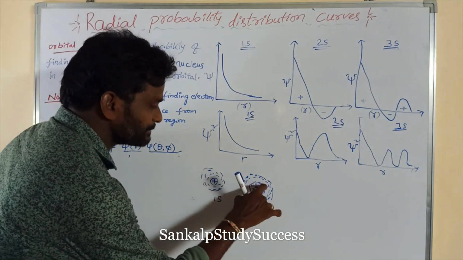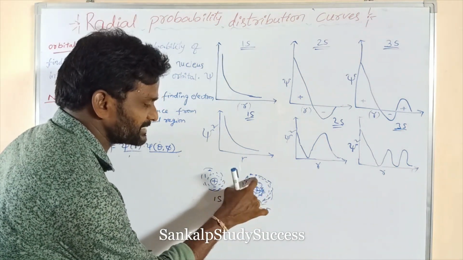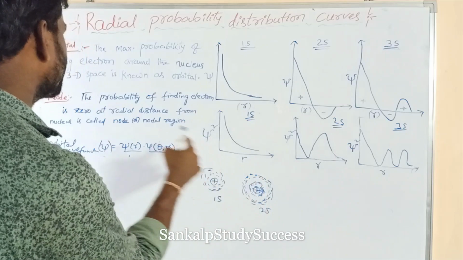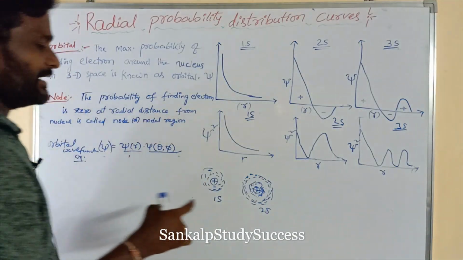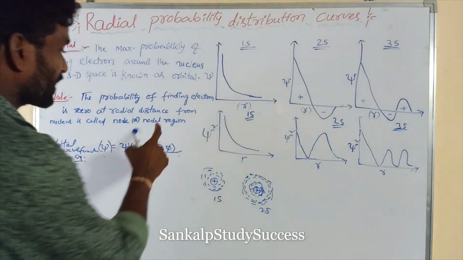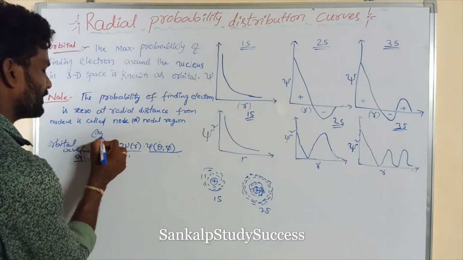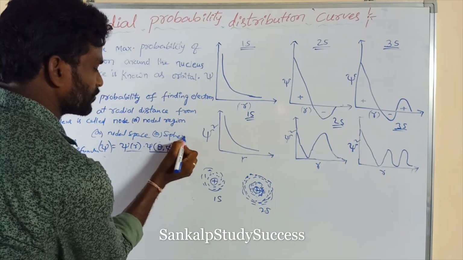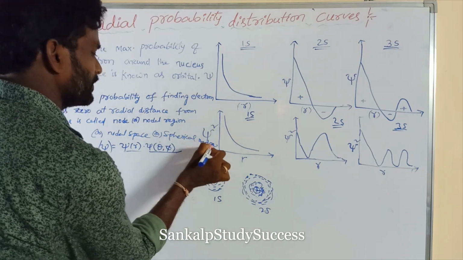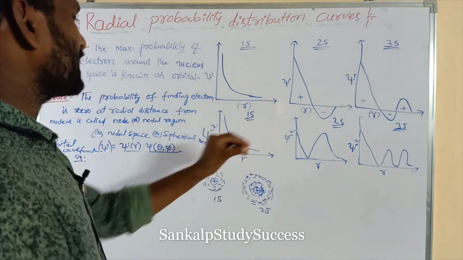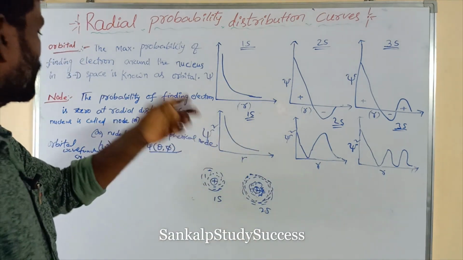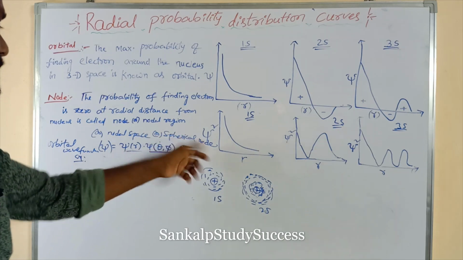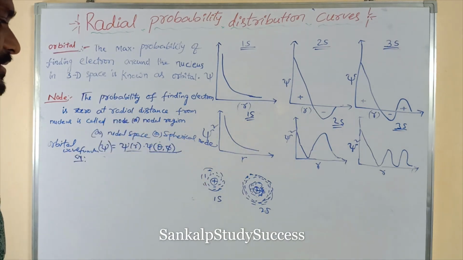In this empty space, the probability of finding the electron is 0. So the probability of finding the electron being 0 at a radial distance from the nucleus is called a node, or nodal region, or nodal space, or spherical nodes. All are the same. The probability of finding the electron around the nucleus being 0 is said to be a node or nodal space or spherical node or nodal region.